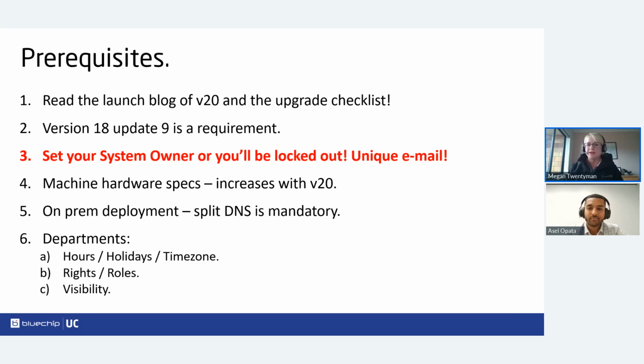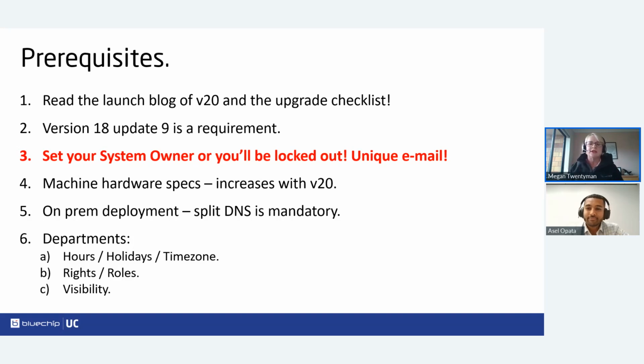Machine hardware specs have increased with version 20. We'll take a look at those in a moment. For on-prem deployments, you must have split DNS, which is mandatory for version 20. And for your departments, you need your hours and your holidays and your time zone and your rights and your roles and your visibility and everything set up.